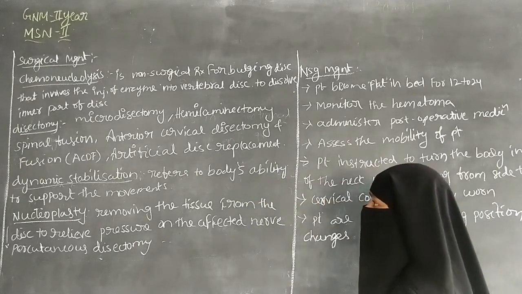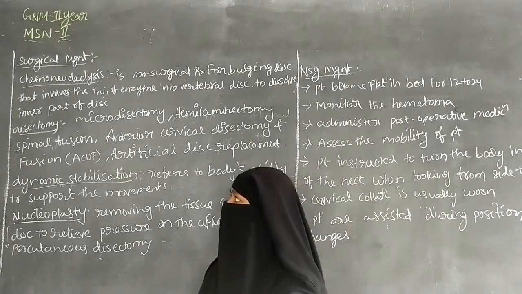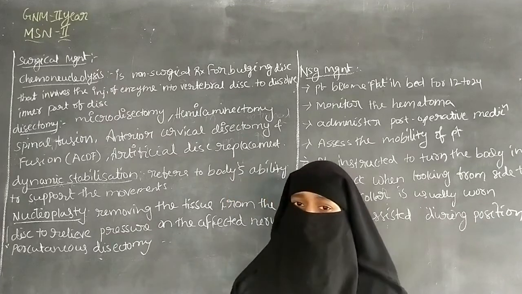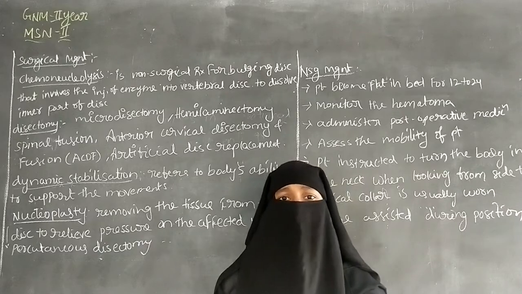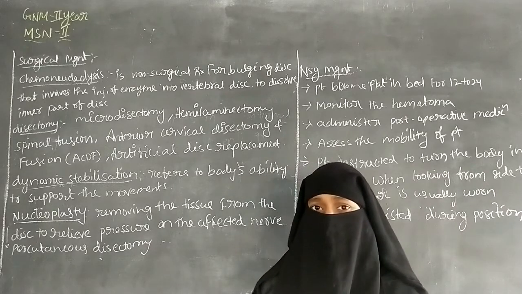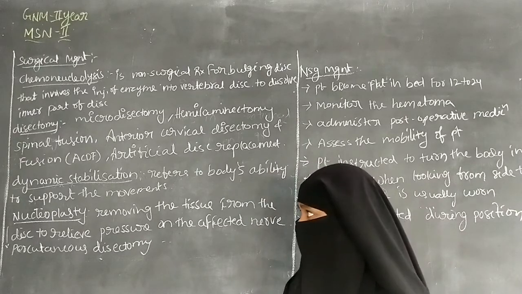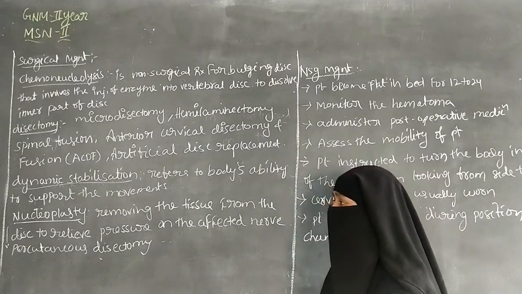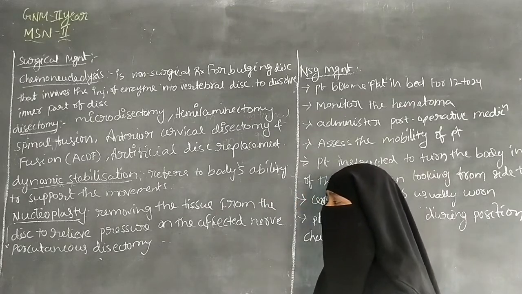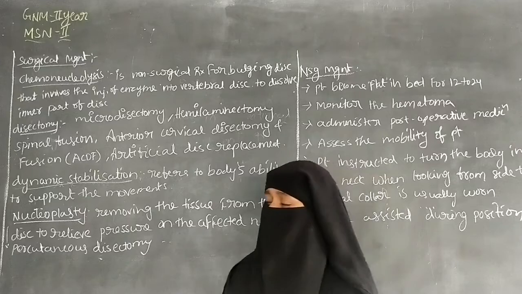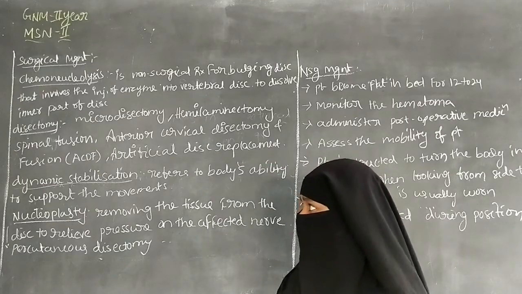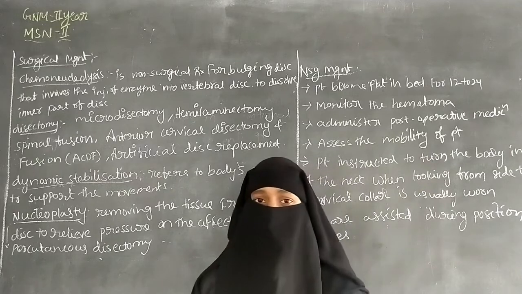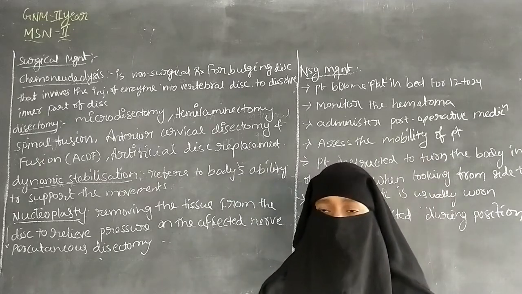Next one is discectomy. In the discectomy, there is a removal of the herniated disc. By this removal of the herniated disc, we can reduce the compression over the nerve root. Discectomy means there is a complete removal of the spinal herniated disc, and by this we can relieve the pressure over the nerve root.